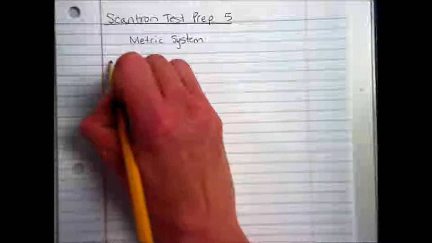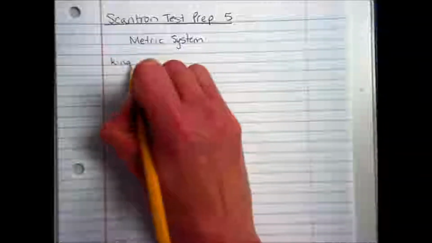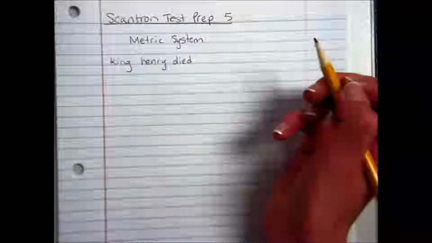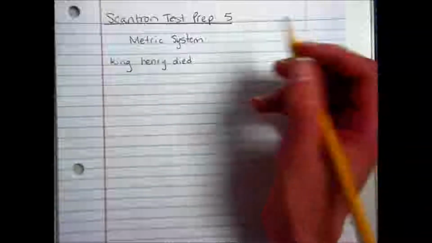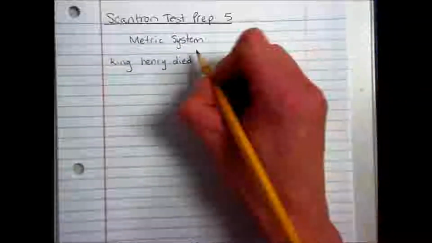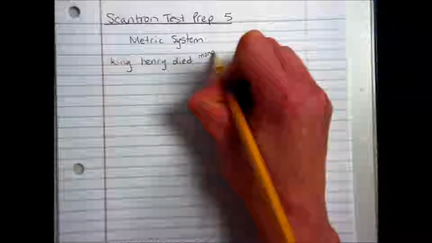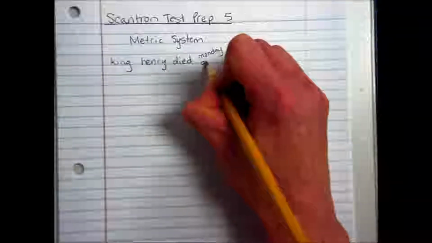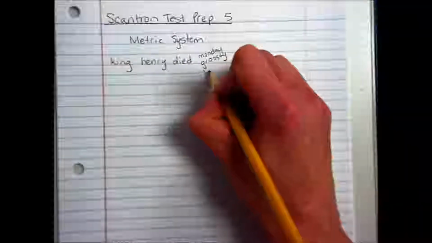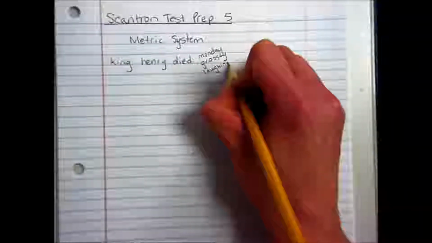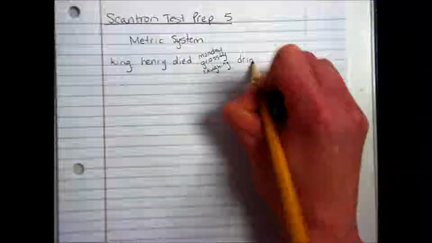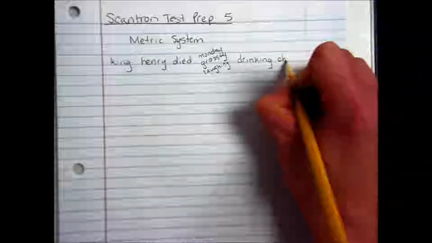So the phrase that I like is King Henry died, and he could have died 3 ways depending on the type of unit. If you're talking about meters, he died on Monday. If you're talking about grams, he died grossly. And if you're talking about liters, he might have died laughing. And however he died, it was while he was drinking chocolate milk.